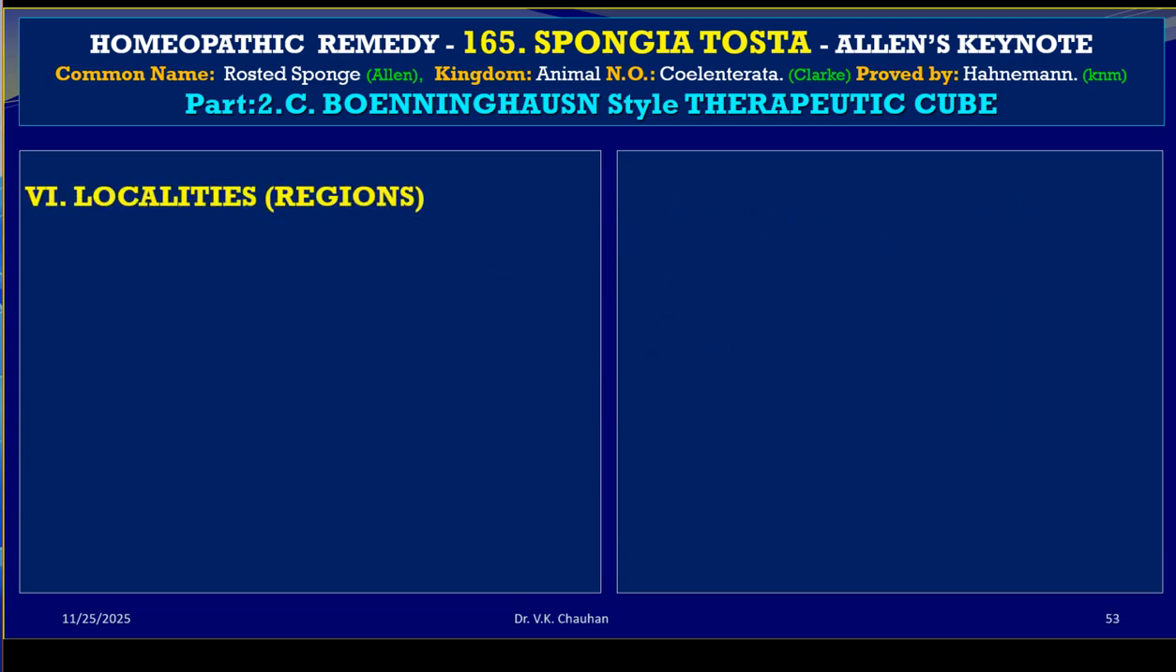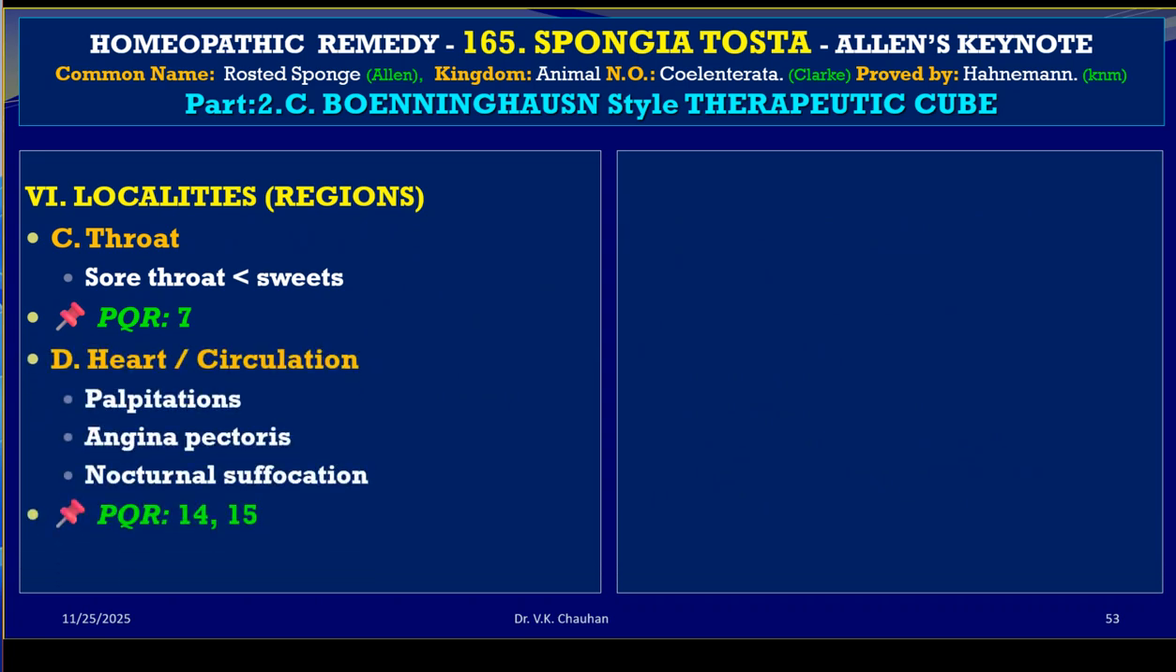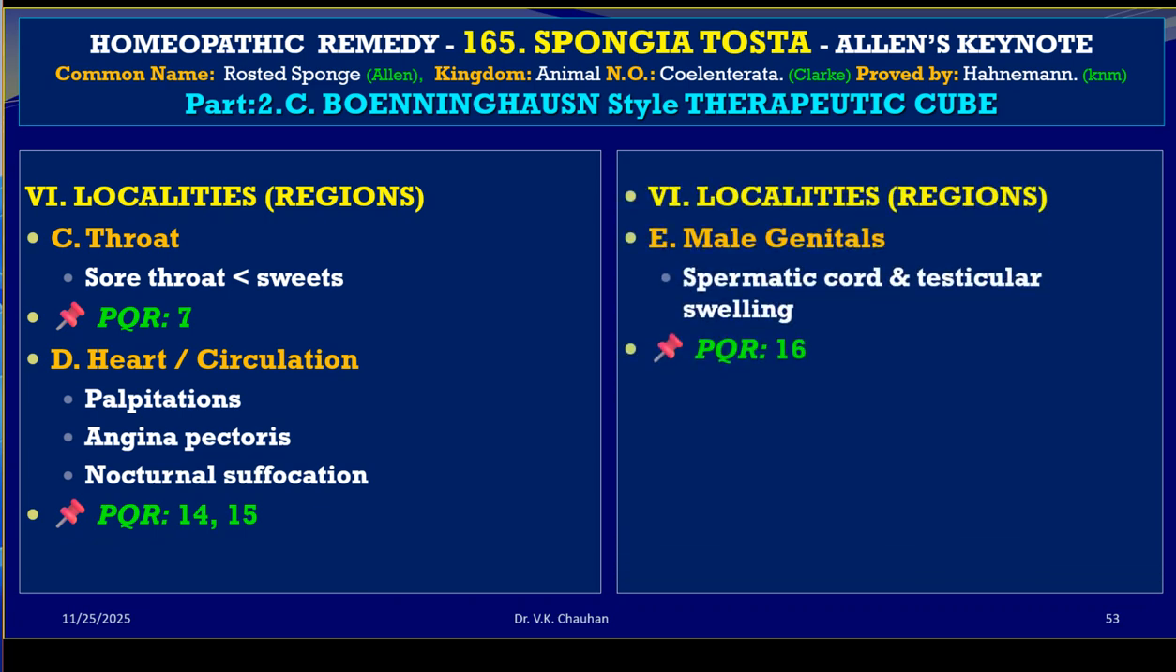So friends, again we go to the localities, regions, and here throat, sore throat versus sweet, it is PQR 7. Heart and circulation tells us palpitation, angina, nocturnal suffocation, or paroxysmal nocturnal dyspnea. This information we have received from PQR 14 and 15. And we go to the localities, male genitals, where spermatic cord and testicular swelling is very, very important and marked feature given in PQR 16.